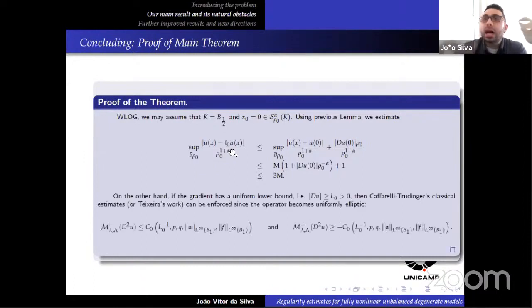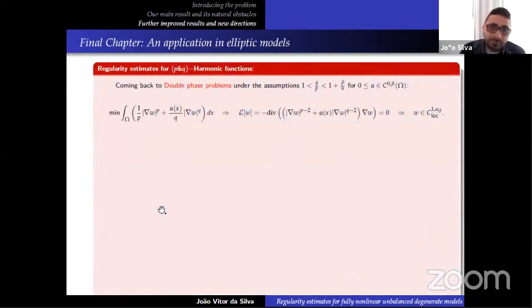But what happens outside the singular zone? Outside the singular zone, we have the following. The gradient is bounded away from 0 and infinity. Then we can invoke the Caffarelli-Tröndiger classical results. Why? Because the operator becomes uniformly elliptic. In the uniformly elliptic scenario, we can invoke the Caffarelli-Tröndiger, or if you prefer, Teixeira's classification result.